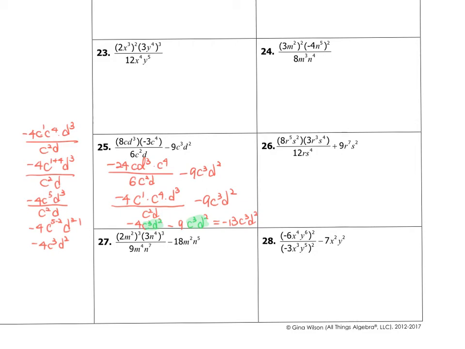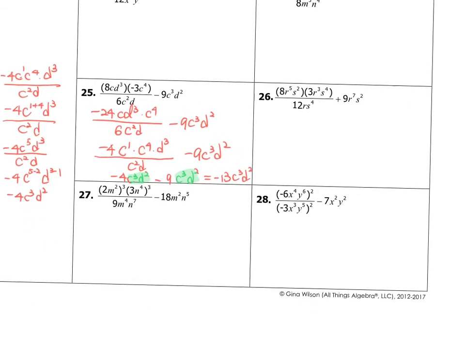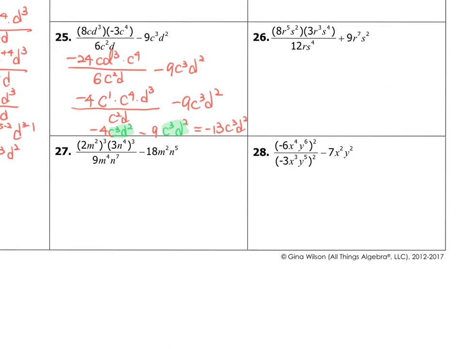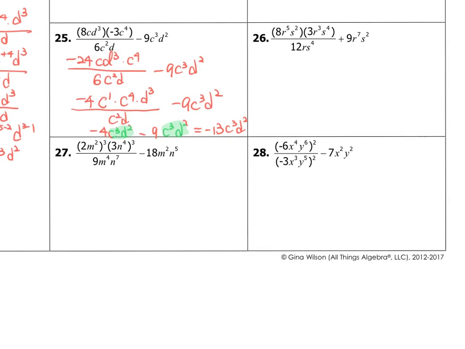Like I said, it's a little tedious, but if you just clean up the upstairs, then you see if you can use the quotient rule to clean up the downstairs as well. And then you combine like terms. Follow the exact step-by-step procedure. You should be good. Over here, 26.